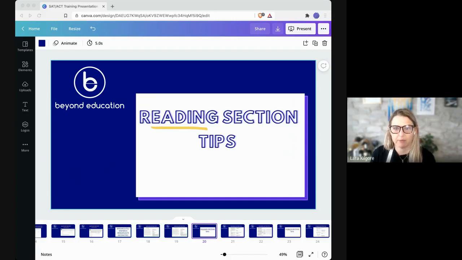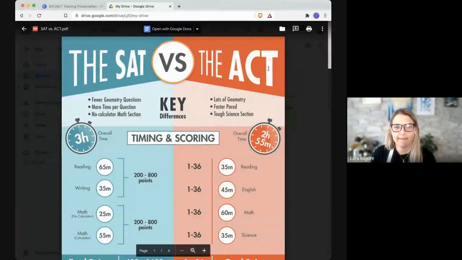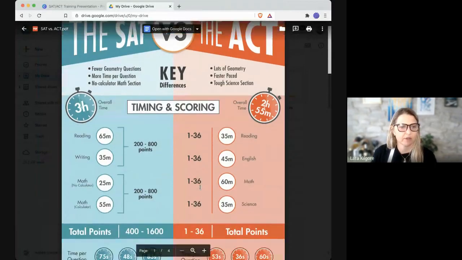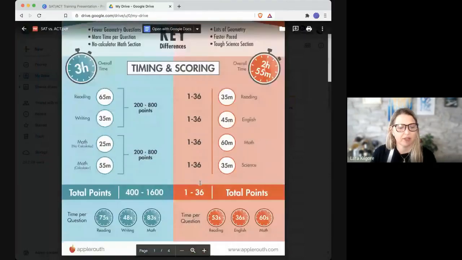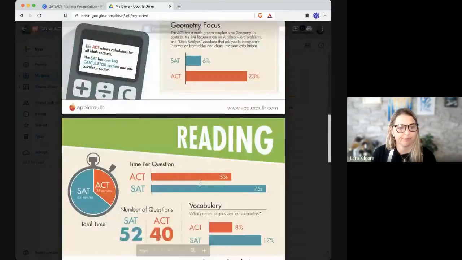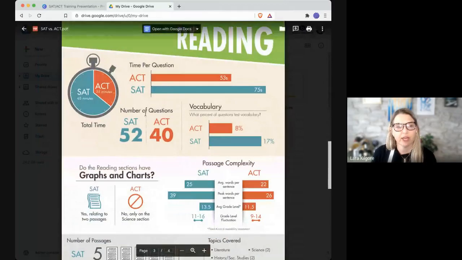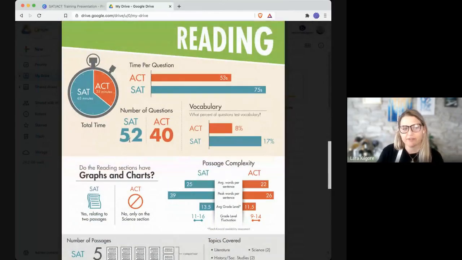Actually, here, I can pull it up right here. I think I can drag it in. Yeah, okay. Here's the PDF that I keep referencing. Like I said, I'll share this with you guys. So if we go down, they break it down just by timing and scoring, and then they go through each section. So if we look at reading, SAT has 52 questions, ACT has 40.